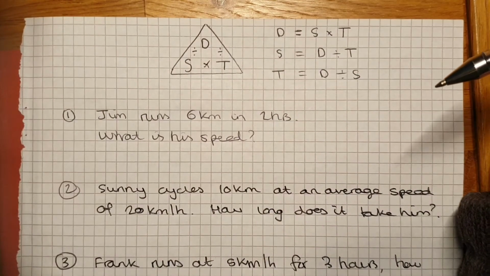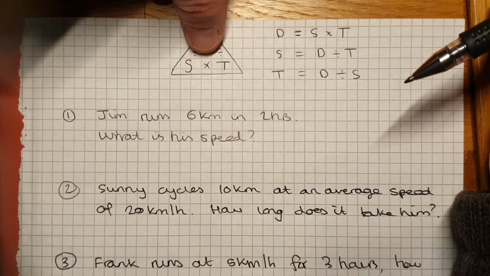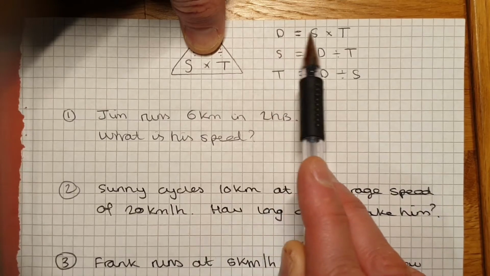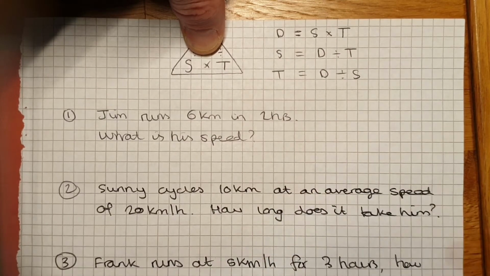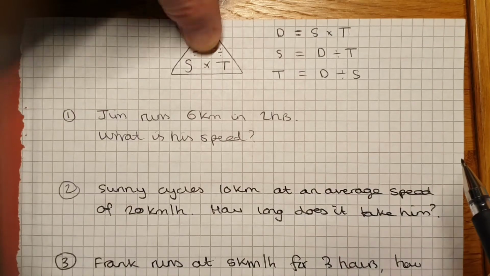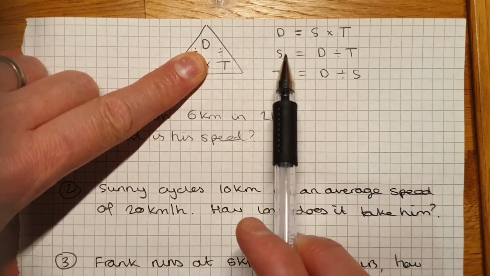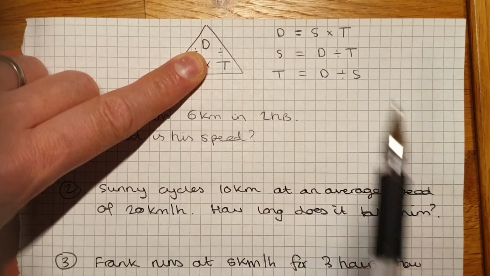Now if you want to work out how far someone's travelled, that's the distance. So you cover up distance. So distance is equal to speed times time. So that's what I've got here, distance equals speed times time. If you want to work out how fast somebody's travelling, that's their speed, you cover up speed. So that is distance divided by time. So speed equals distance divided by time.